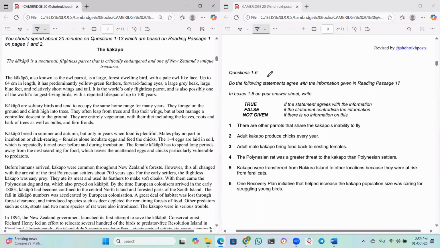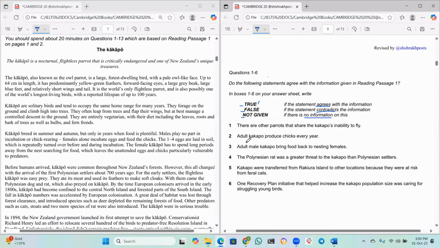Coming to the first strategy, here we have true, false, and not given. We write true if the statement agrees with the information. We write false if the statement contradicts the information, and we write not given if there is no information on this. That's what we have to keep in mind. My first strategy is that we will read the questions first, underline the keywords, and search for those keywords in the passage, so that we can complete this passage quickly and easily.